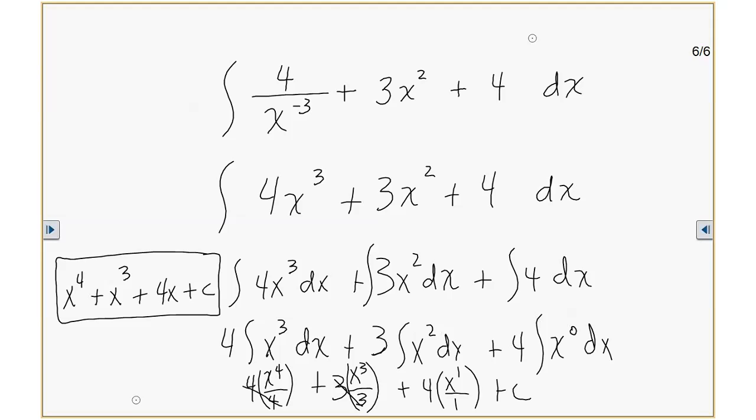Capiche? Starting to see? Is there supposed to be a plus sign in front of dx? Supposed to be 4dx, I'm sorry. Well, this whole thing was supposed to be dx, so there.